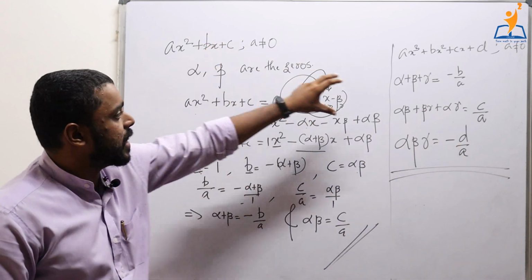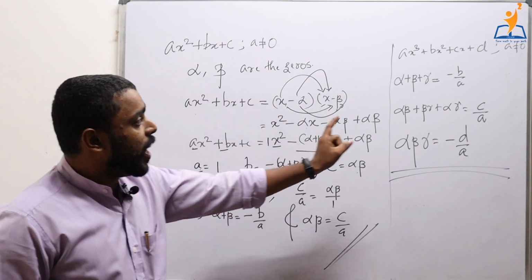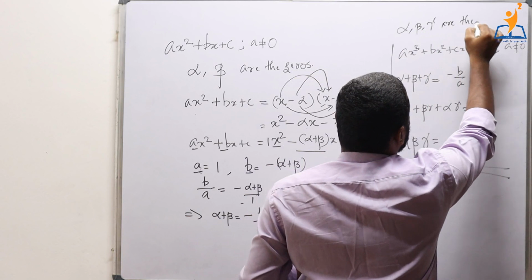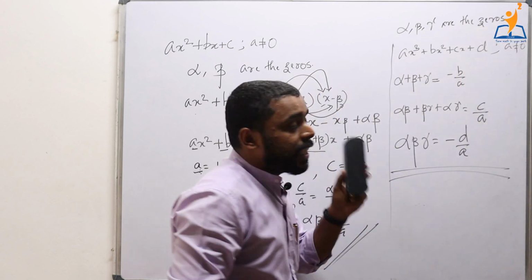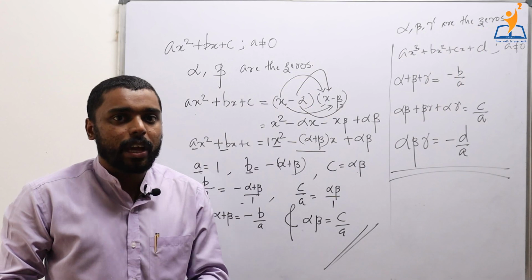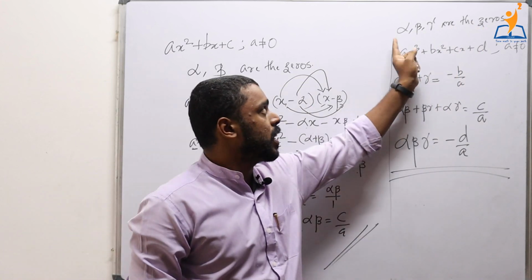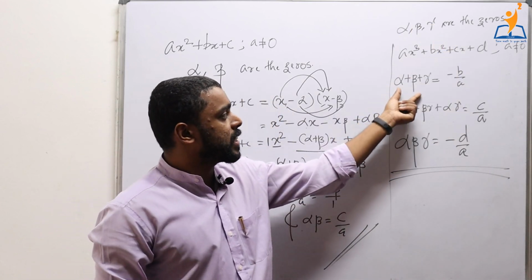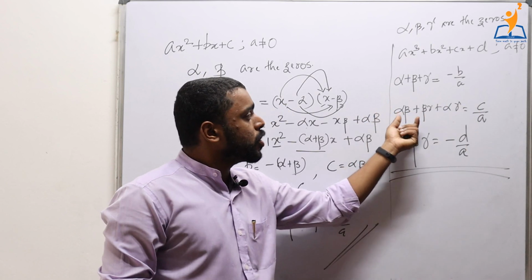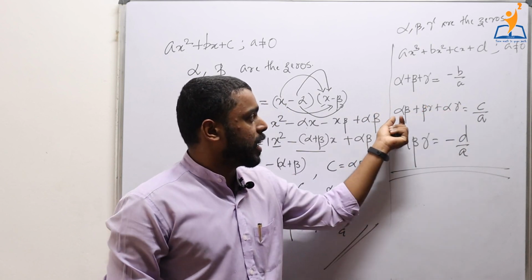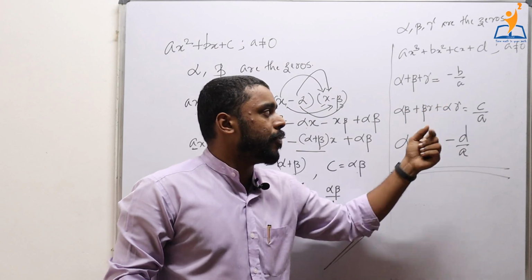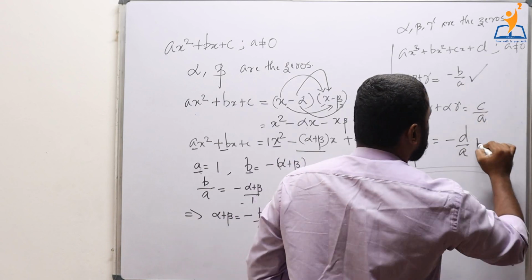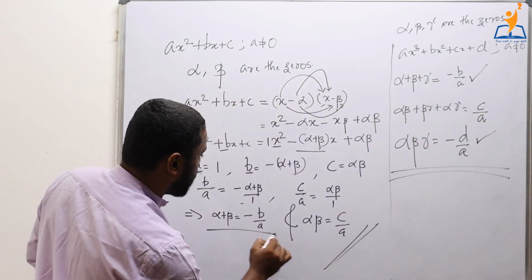We can derive the same results the same way, where alpha, beta, gamma are the zeros. We know that a third degree polynomial, or a cubic polynomial, can have at most 3 zeros. We chose alpha, beta, gamma as the 3 zeros. So we have sum of the zeros equal to minus b by a, sum of the products taken 2 at a time, alpha beta plus beta gamma plus alpha gamma, equal to c by a, and alpha beta gamma equal to minus d by a. Always remember these two. These are very important results.